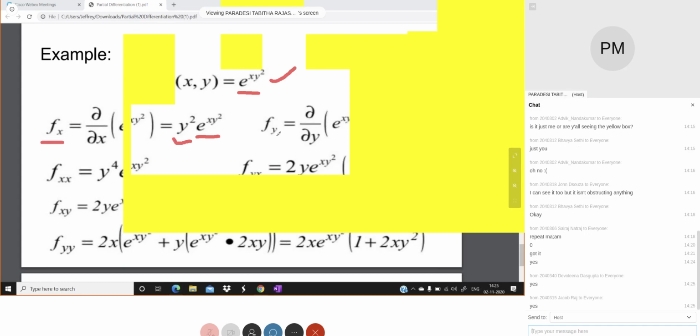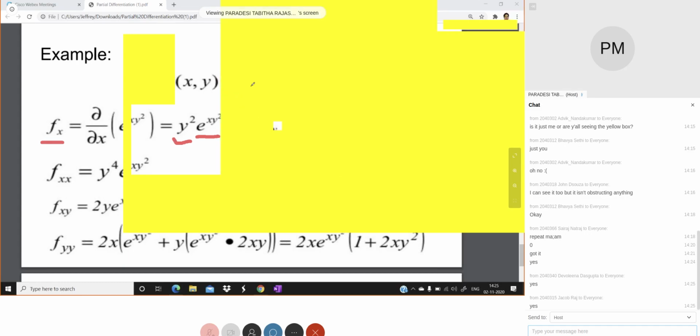What about fy? For fy you differentiate f with respect to y. The derivative of an exponential function is an exponential function, and the derivative of xy square with respect to y is 2xy, because x is a constant and you're differentiating y square with respect to y. So do you get a 2y? So fx and fy are right.